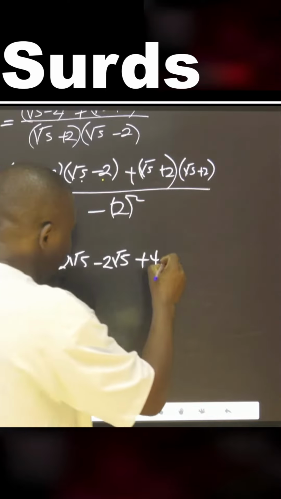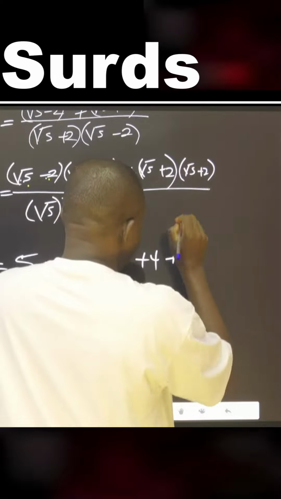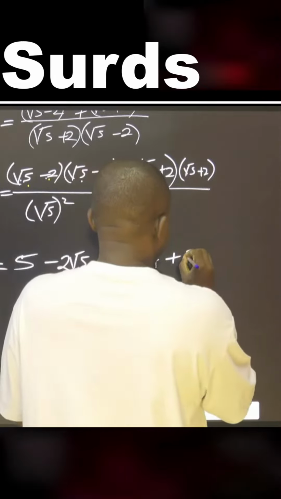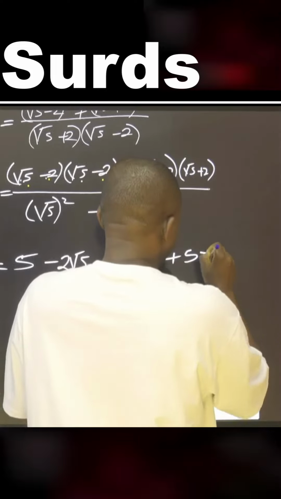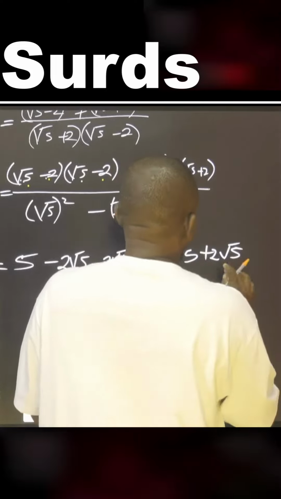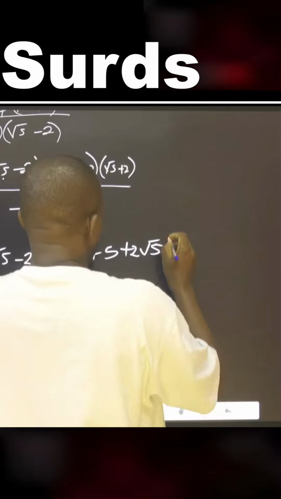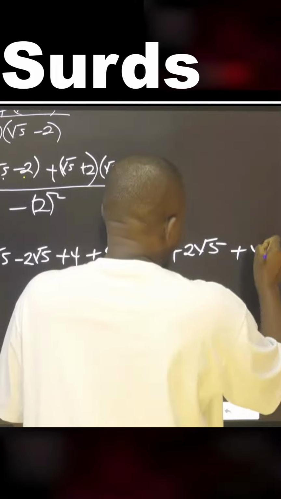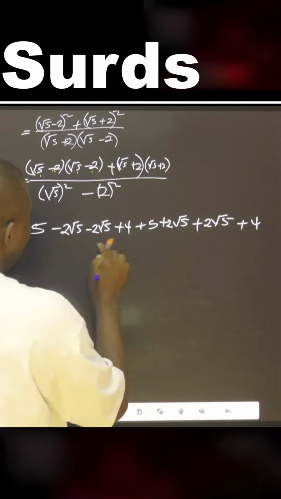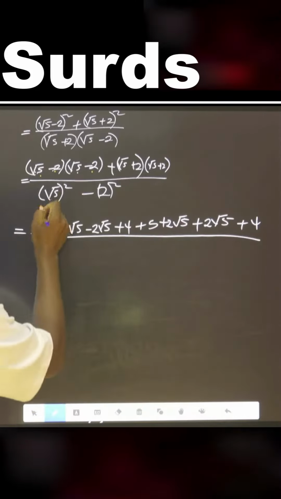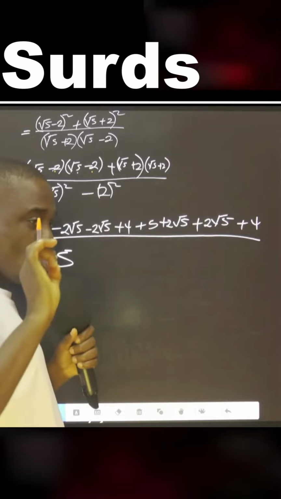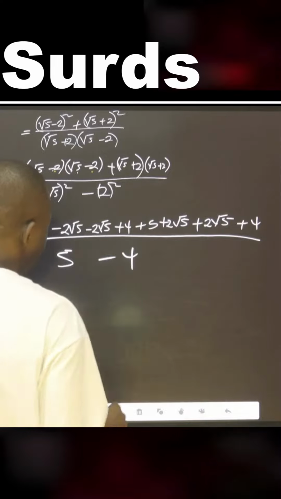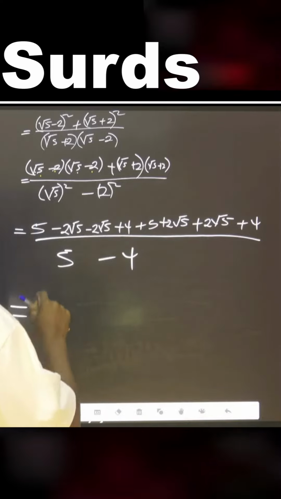Now we go for the other one. That is, this multiplied by this is square root of 25, which is 5. This multiplied by this is 2 square root of 5. This multiplied by this is 2 square root of 5. This multiplied by this is 4. Now we say this is 5 because the square of the square root of 5 is 5, while this is 4.